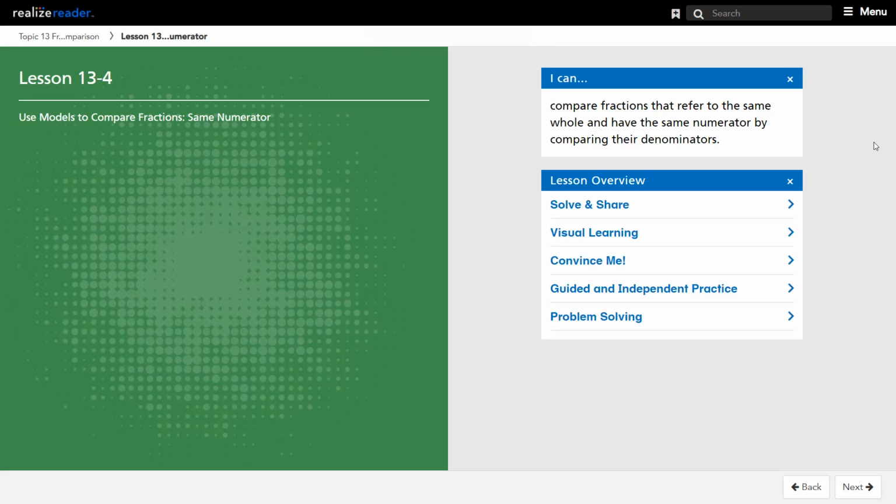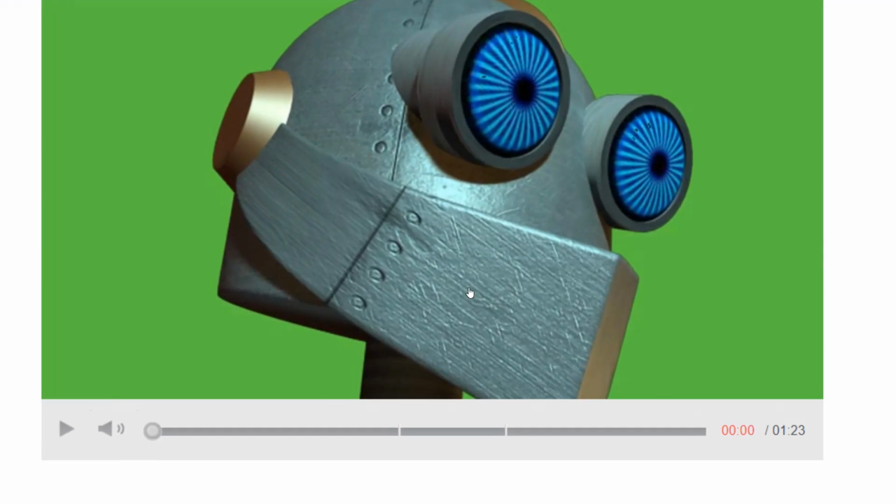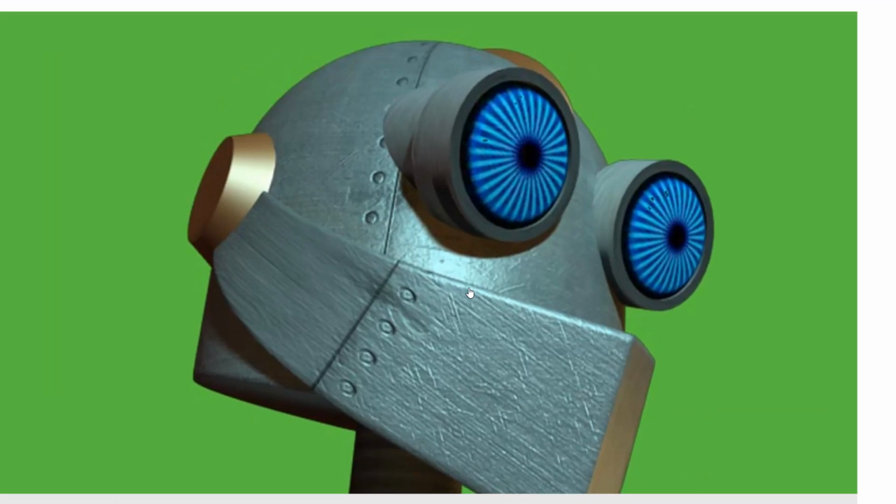So last lesson, we talked about fractions that have the same denominator, the same number of equal parts. This one has the same numerator. We have the same number of parts, but the parts are going to be different sizes. So our denominators, our bottom numbers, are going to be different from each other. Let's take a look at our video, and then we'll hop into our notes and guided practice and be able to explain this even more.